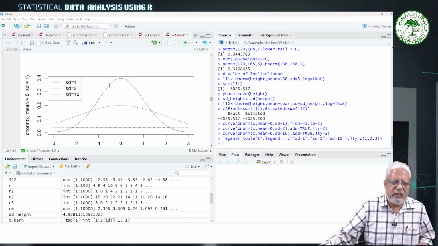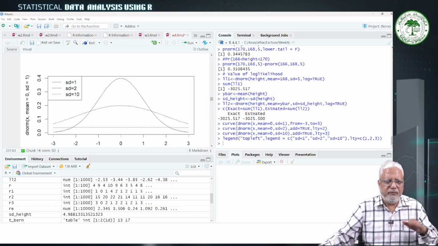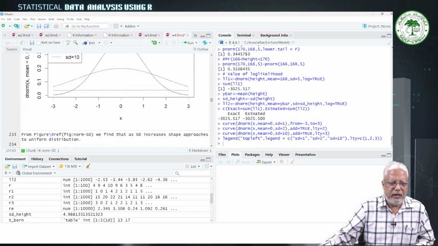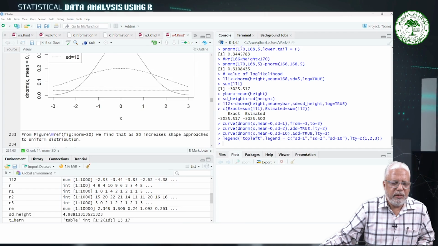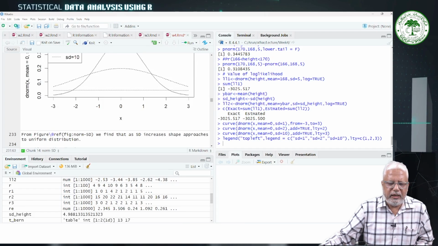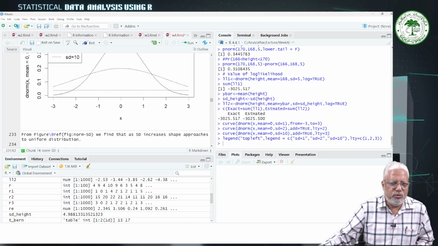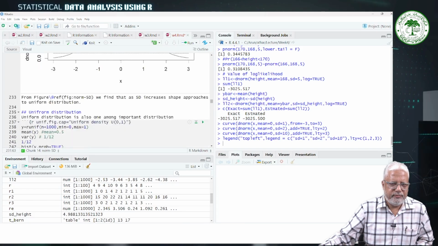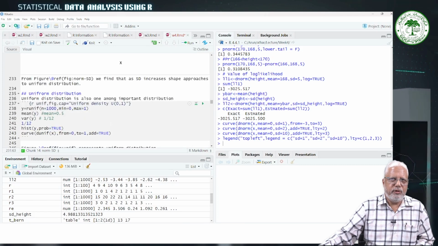As we are increasing SD, the shape of the distribution becomes flatter and flatter. From the above figure, we find that as SD increases, shape approaches to uniform distribution. So this is all about normal distribution.